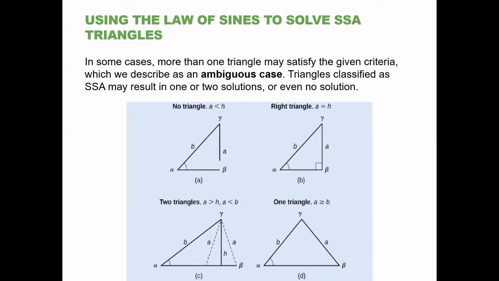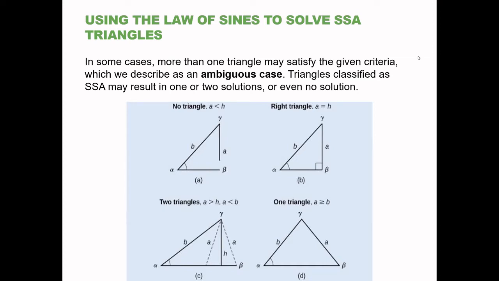Now, when we have this situation where we're given side, side, angle, this is probably the most complicated case out of all. As in some cases, more than one triangle may be formed to satisfy the given criteria, or sometimes there will be no solution. So in this case, we could have one solution, two solutions, or no solutions.